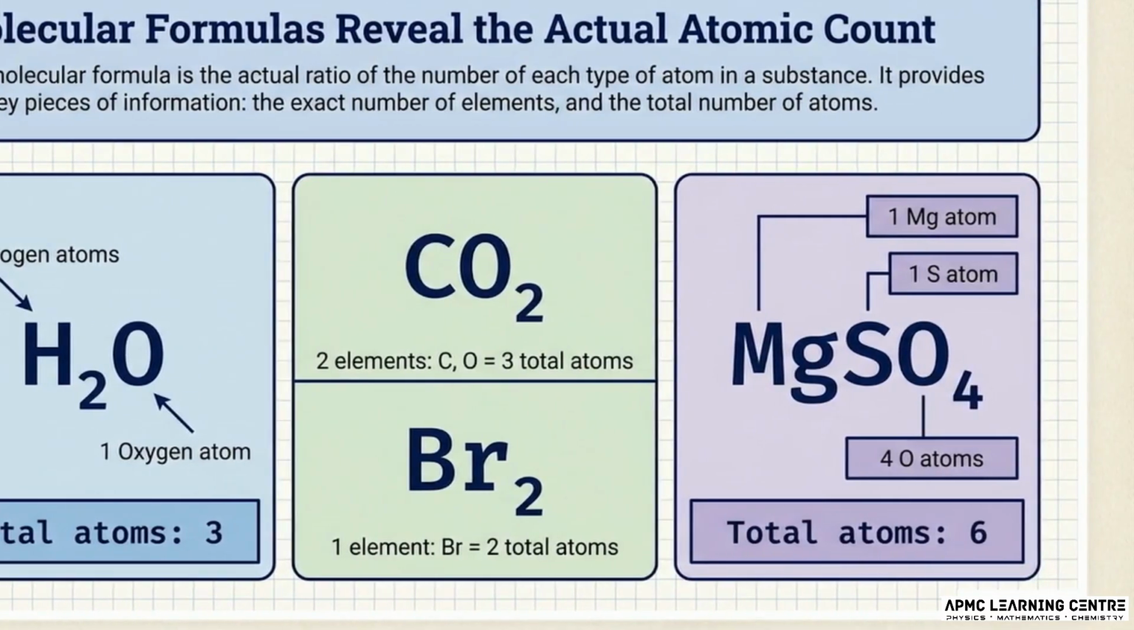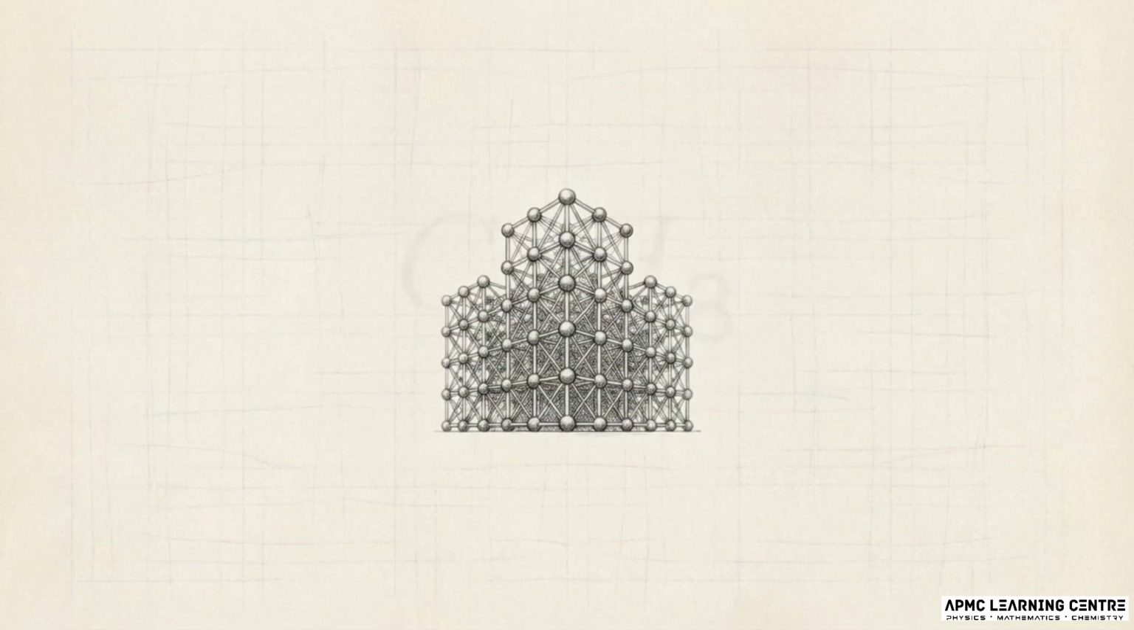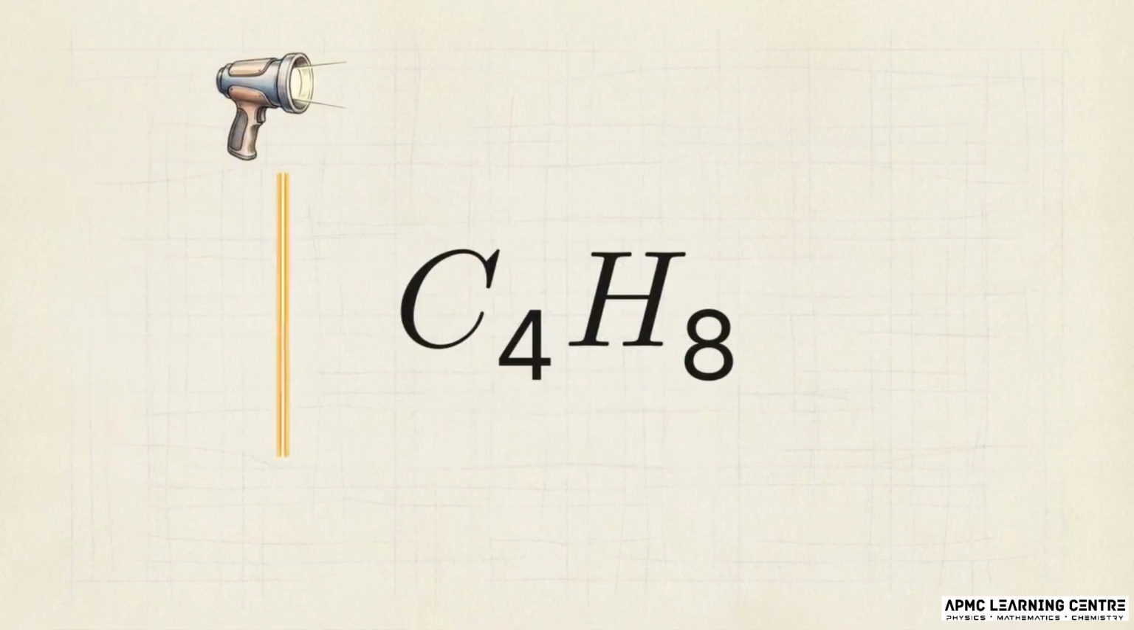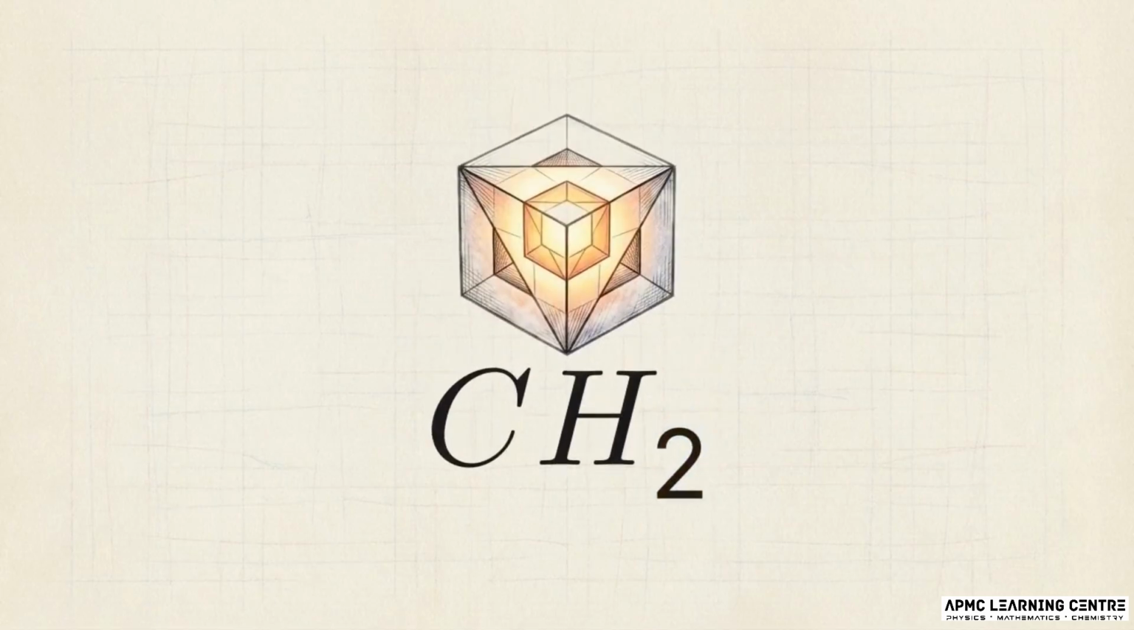While the molecular formula gives us the literal reality of the substance, a massive blueprint, like magnesium sulfate, with its 6 total atoms, is often too complex to figure out directly from raw, unrefined lab data. Because of that complexity, chemists first look through the empirical formula. If the molecular formula is the actual building, the empirical formula is the simplest base blueprint. It tells us the most basic, stripped-down ratio of the elements present.